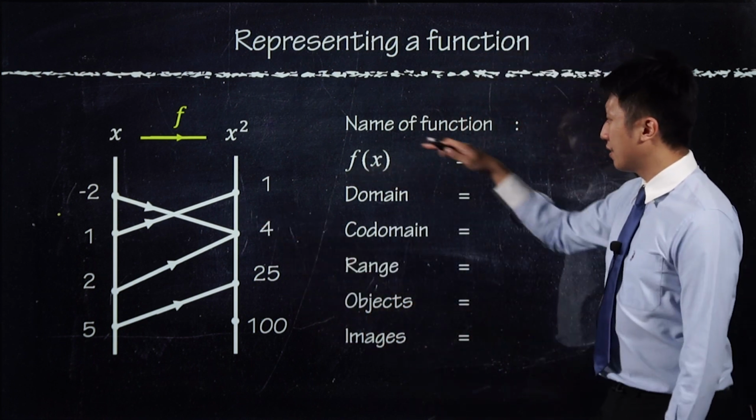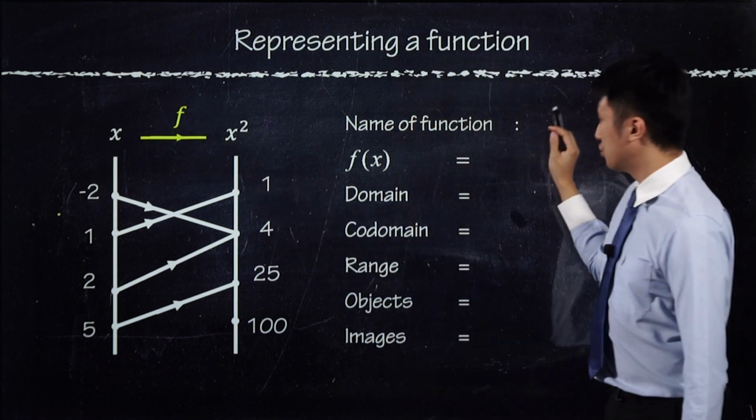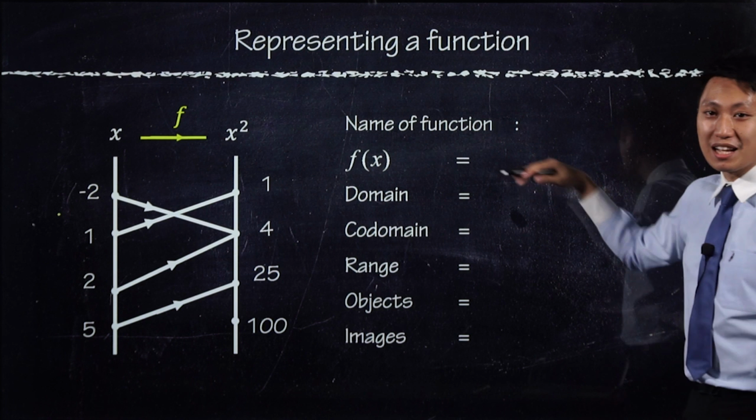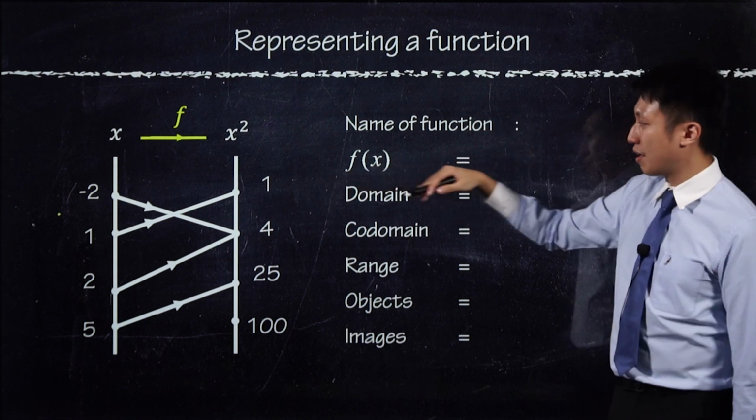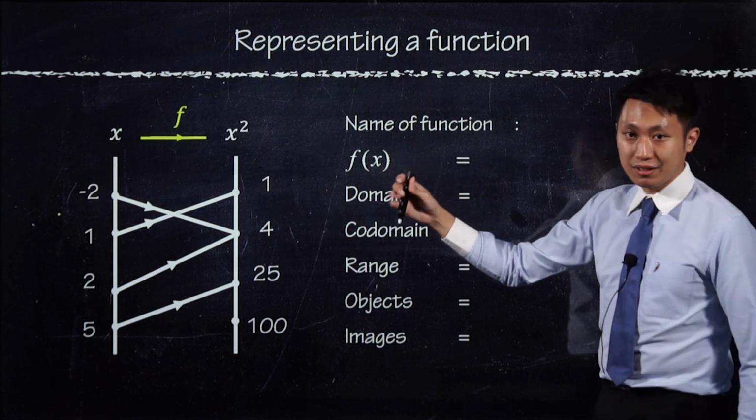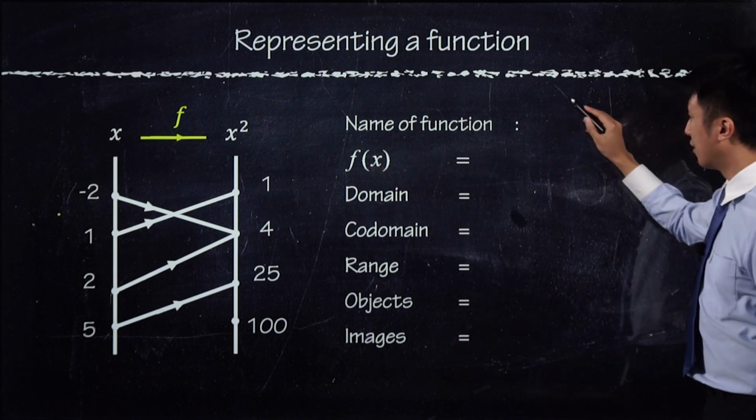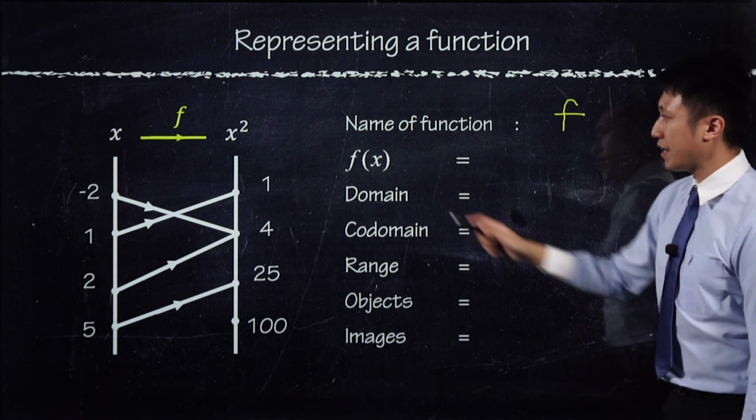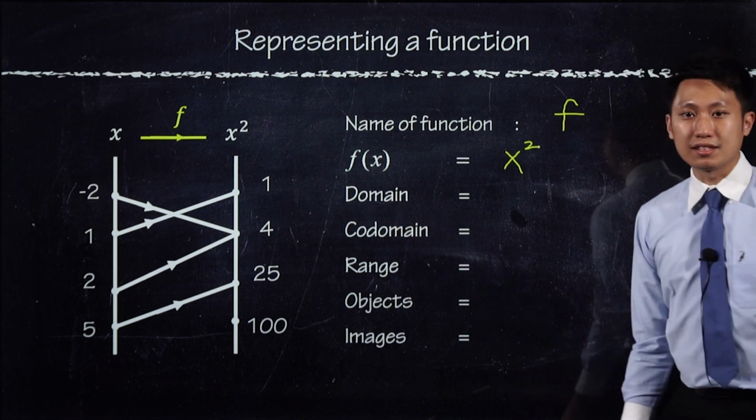First of all, the name of the function. Of course, you are looking at this one. If here is g, then you put g. Normally you won't be asked for this, but you need to write it down. Every time you see a function, the first thing you do is write down fx or gx. So this one, of course, is going to be f. Then fx is going to be x squared.